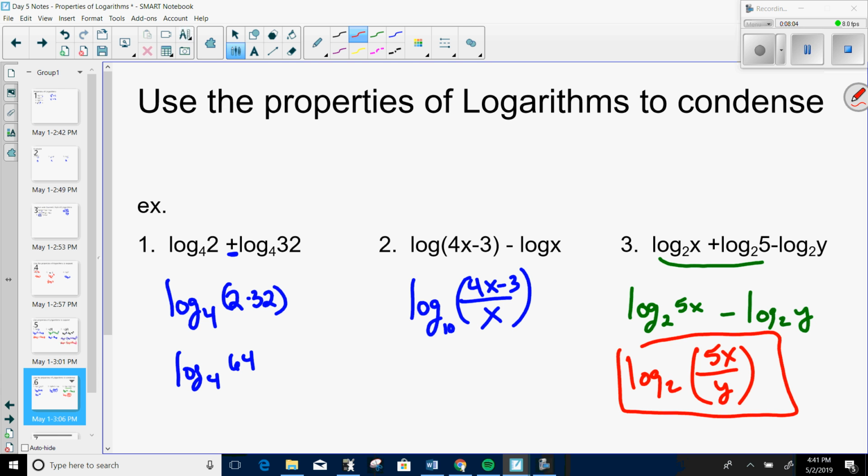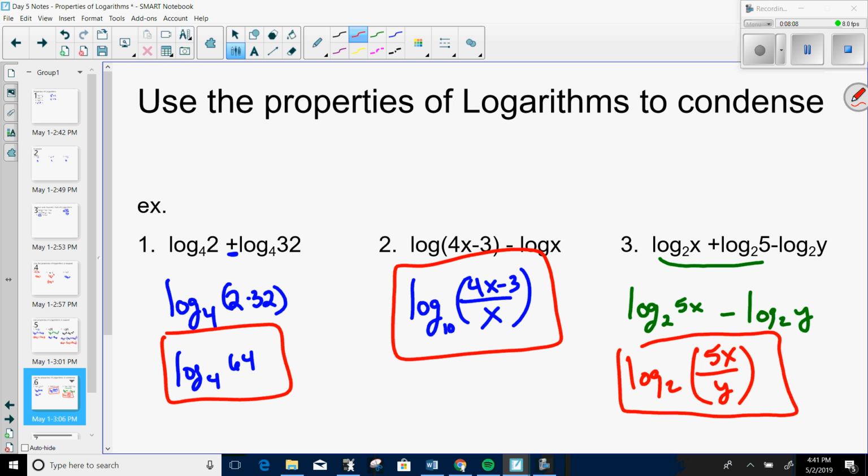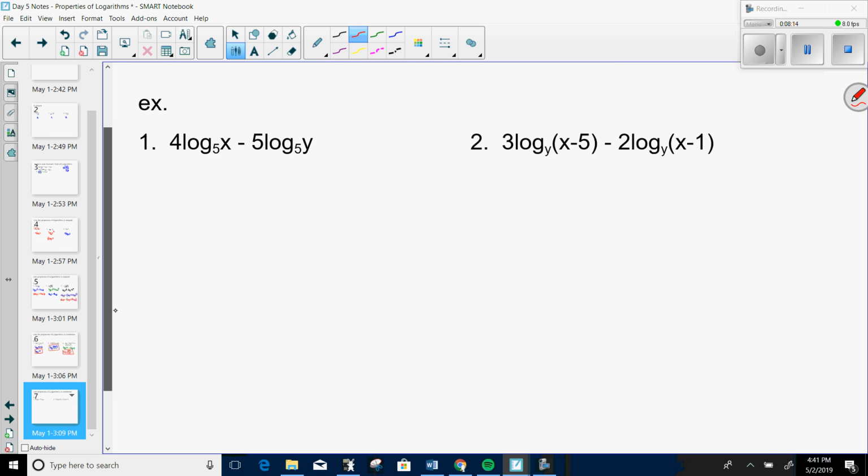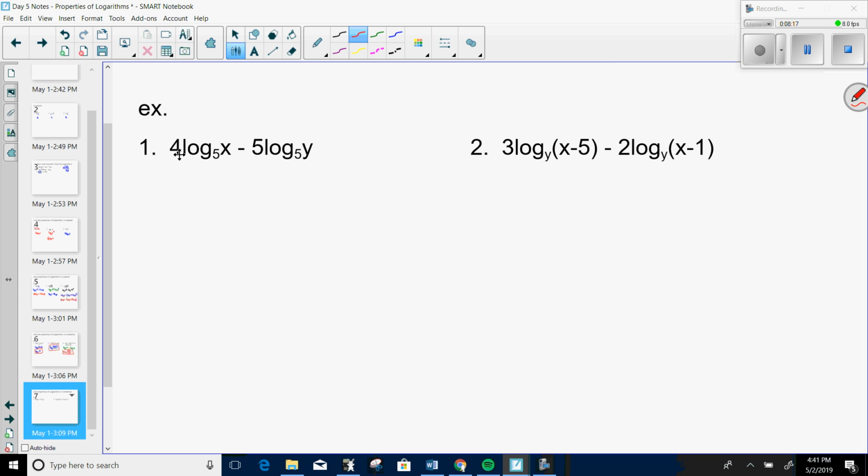When you're condensing, you want to get down to a single logarithm, which we did in all 3 of these cases, and that's condensing. Last slide, and then we're done. So what we have here is, notice we have a number in front of the log. We can't condense if there's a number in front of the log. So this 4 can get moved up here because we have that property that says I can move that number out front. We can also move it back.